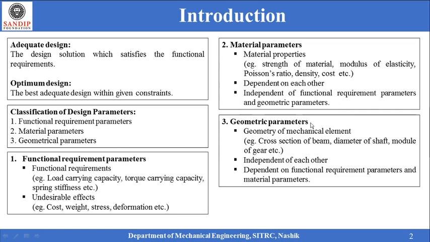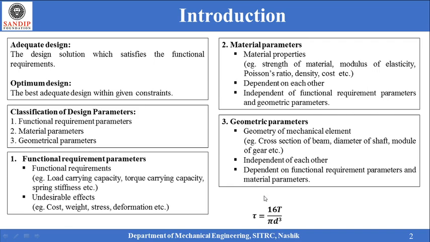Let us understand geometric parameters. Geometrical dimensions of the mechanical elements come under geometric parameters, such as cross-section of a beam, diameter of a shaft, module of a gear, etc. The geometric parameters are independent of each other, which means one geometric parameter can be changed without affecting another geometric parameter. However, it is dependent on functional requirement parameters and material parameters. That means if the functional requirement changes, the geometry will change. If the material is changed, the geometry will change again.